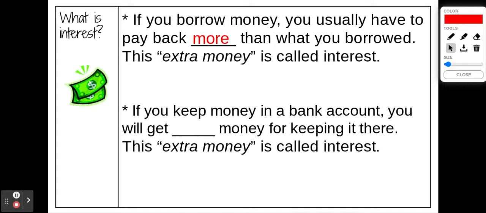The other kind of interest is if you keep money in a bank account. When you keep money in a bank account, you will get more money for keeping it there. This little bit of extra money that the bank pays you for keeping your money in there is called interest. These are the two different types of interest that there are.